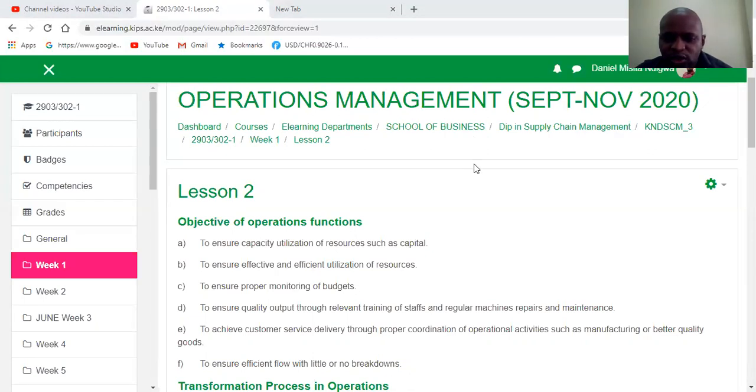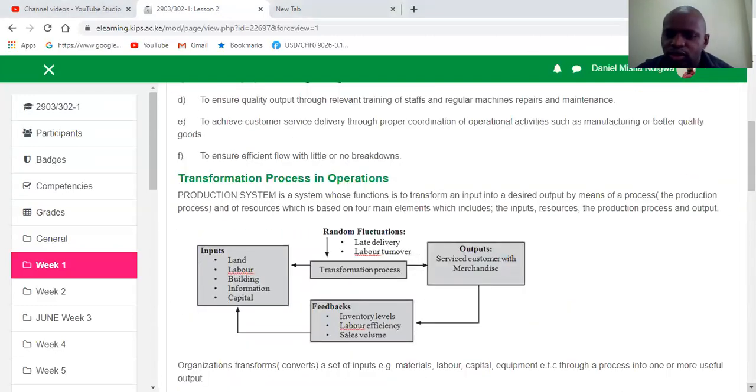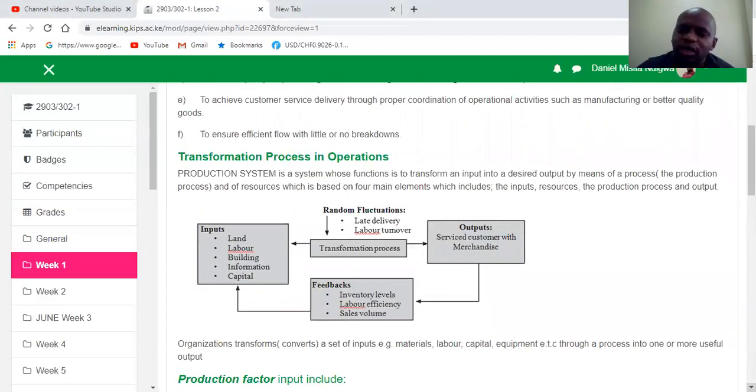And lastly, it ensures the efficient flow of operations and few breakdowns within the operations. So the other thing that we are going to talk about is the transformation process in operations management.